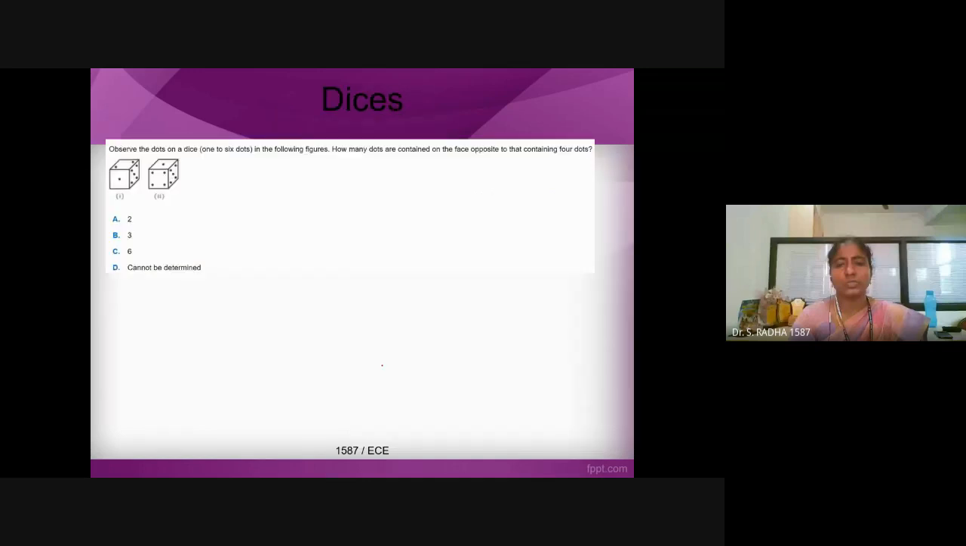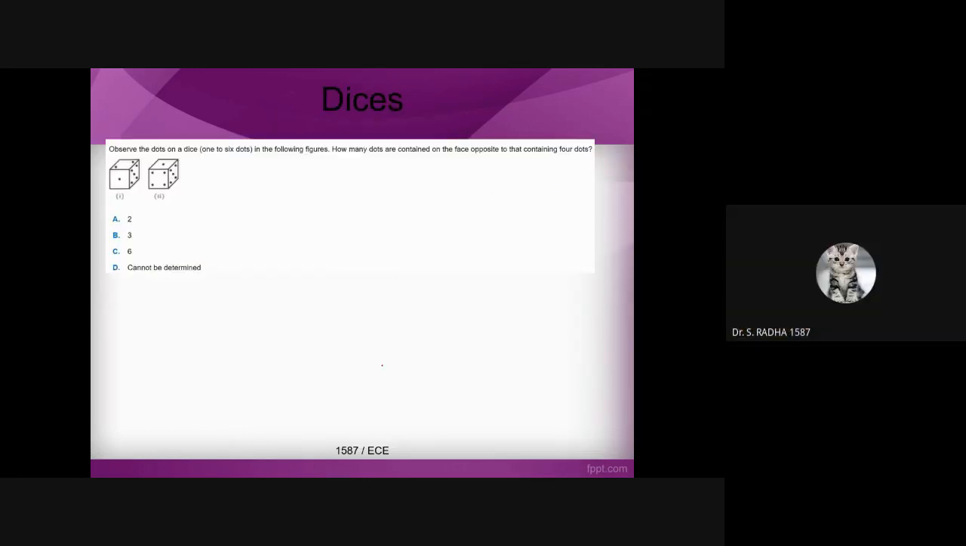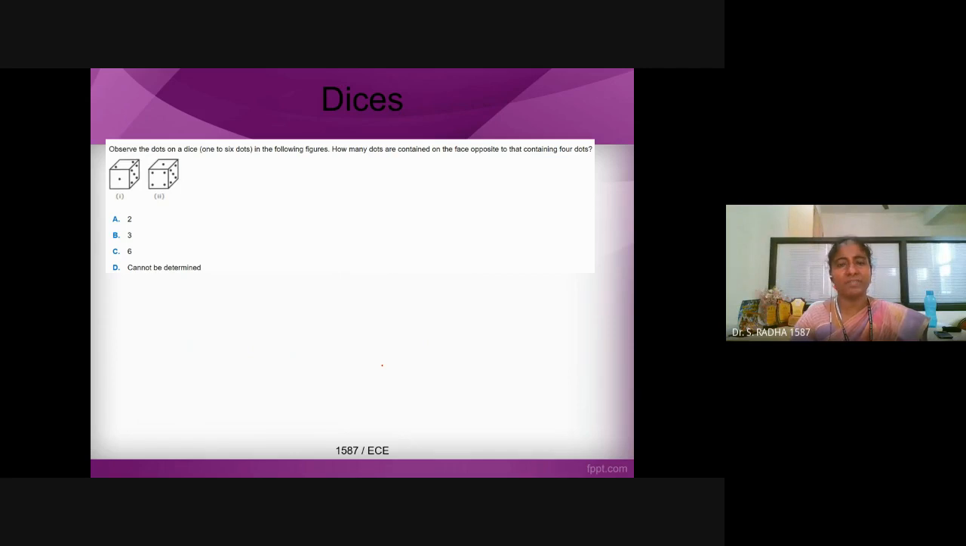And now I will go to the actual problem, dice. So we will just roll the dice while playing. We will just roll the dice, 1, 2, 3 up to 6 will be there. Okay. Now the question is, observe the dots on the dice. 1 to 6 are present in the following figures. Both are the same dice. Okay. If I roll it, if it is case 1, and if you roll the dice, it is case 2, it is the same dice. How many dots are contained on the face opposite to that containing 4 dots?